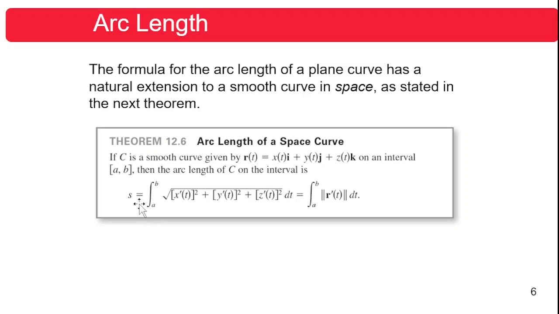So the arc length S is equal to the integral of the square root of the square of the first derivative of x of t, plus the square of the first derivative of y of t, plus the square of the first derivative of z of t, dt, where t is from a to b. But this is also equal to the integral of the magnitude of r prime of t dt, where t is from a to b.